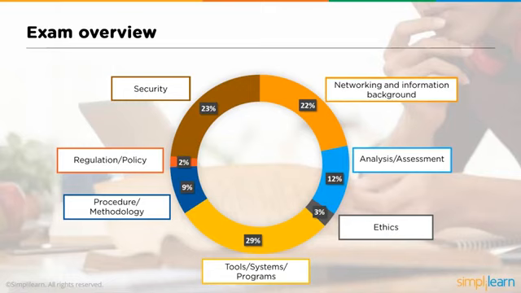These are the 7 domains with their percentile as far as the weightage is concerned in the exam. So out of 125 questions, 23% of those questions would be towards security, 22% would be networking and background information, analysis and assessment would be 12%, ethics would be at 3%, 29% would be tools, systems and programs, 9% on procedure and methodology, and 2% on regulation and policy.